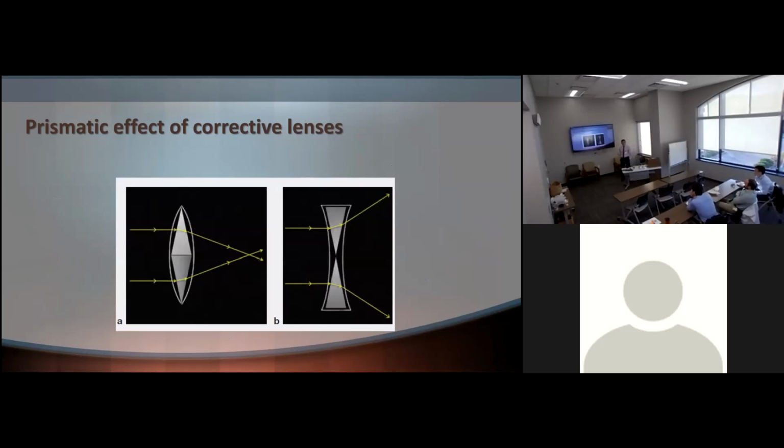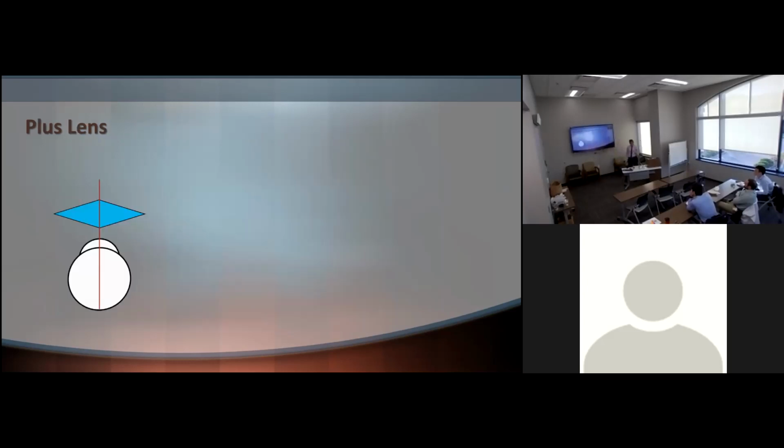So think about lenses as if you are holding two prisms back to back. Okay, when you have a biconvex lens, it is as if you're holding two prisms base to base, and when you have a biconcave lens, it is as if you're holding prisms apex to apex. And this is important to understand the concept of prismatic effect. Because if you have an eye that looks through a thick plus lens, through the optical center of the lens, there will be no prismatic effect.